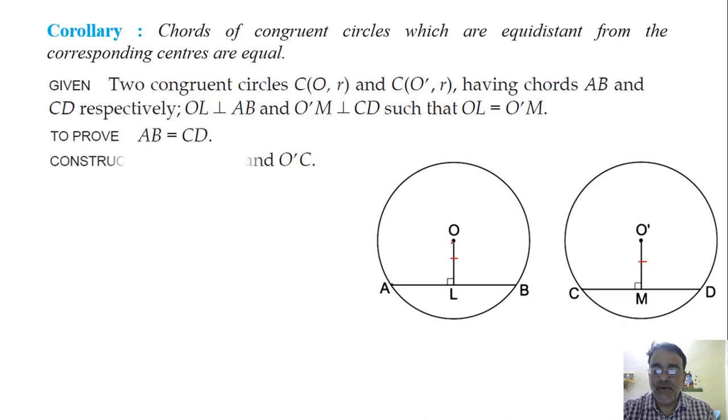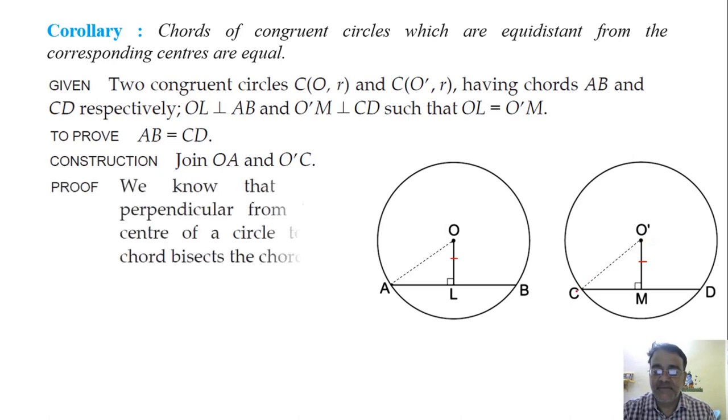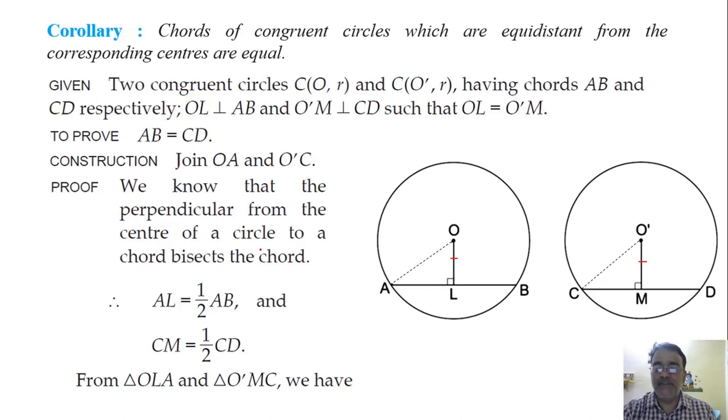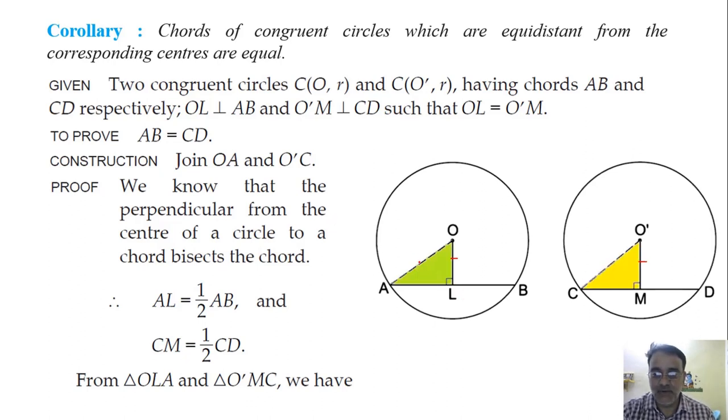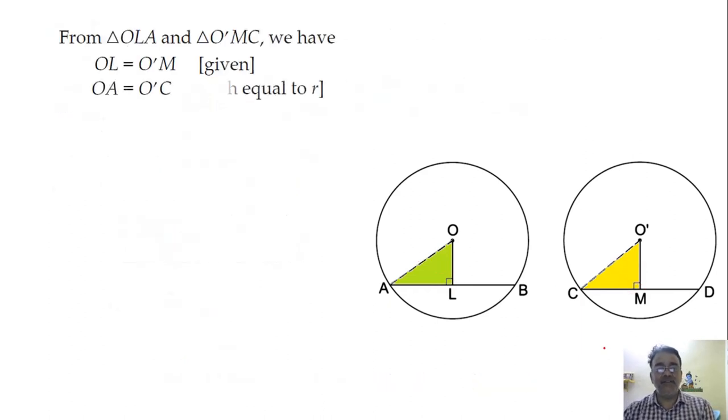So we will join OA here, O dash C, right? Now we'll write the same step, perpendicular drawn from the center to chord bisects the chord. So AL is equals to half of AB, CM is equals to half of CD. Now we'll prove these two triangles are congruent. How? OL is equals to O dash M given. OA is equals to O dash C, radii of the congruent circles, and these two angles are each 90 degree, they are equal. So by RHS congruence rule, again these two triangles are congruent.